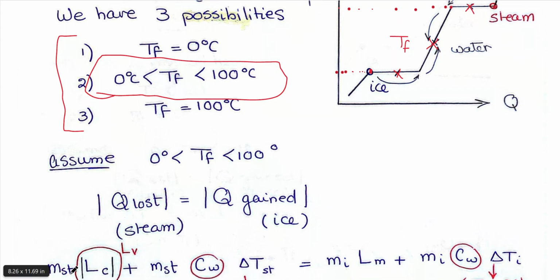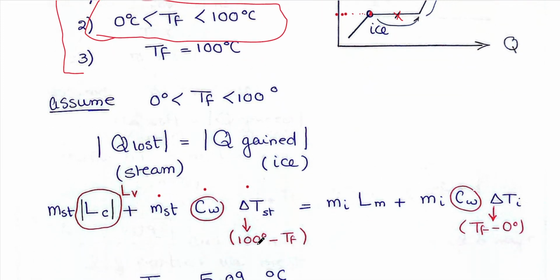To write this, we write M steam, L condensation. But instead of L condensation, we can use L vaporization as explained before. Then another step, which is MC delta T. M steam, C water, delta T. Now the steam after condensation is water, so you use the properties of water. Delta T is this difference. This difference is 100 minus T final.